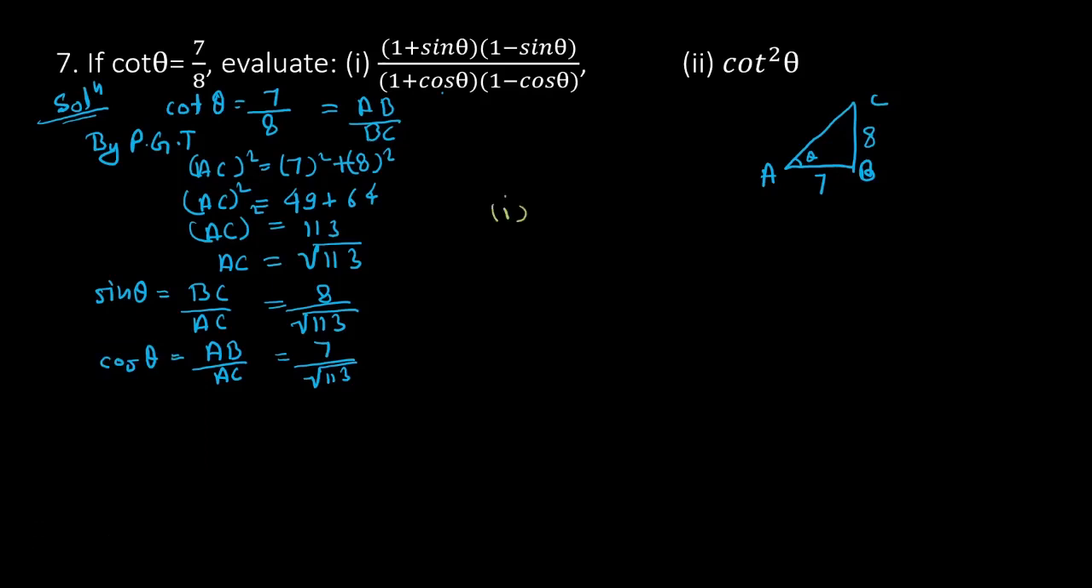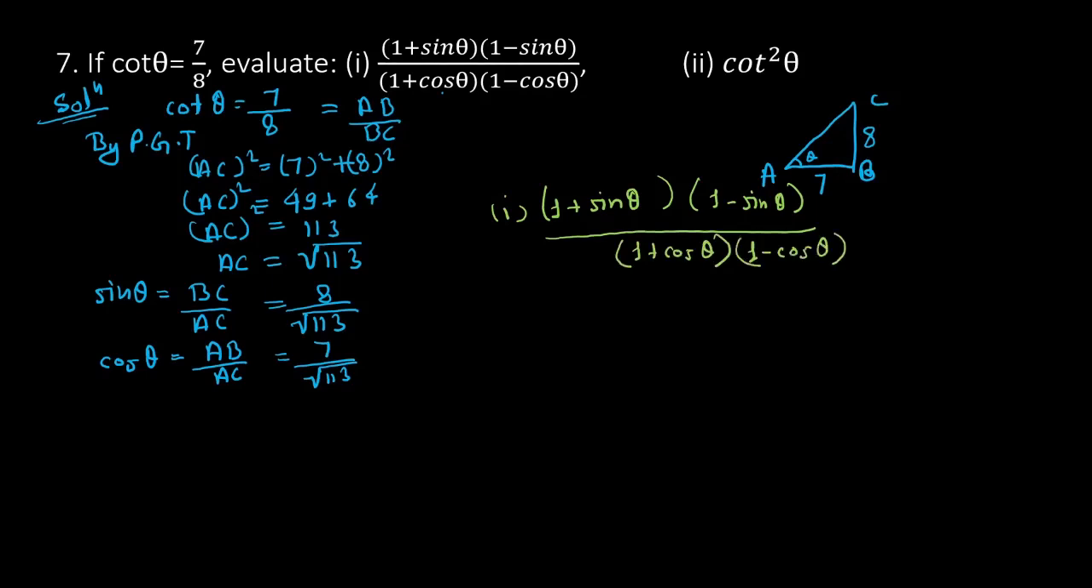So the first one is 1 plus sine theta and 1 minus sine theta upon 1 plus cos theta and 1 minus cos theta. We can see that it is in the format a plus b and a minus b, so it will be 1 minus sine square theta upon 1 minus cos square theta.